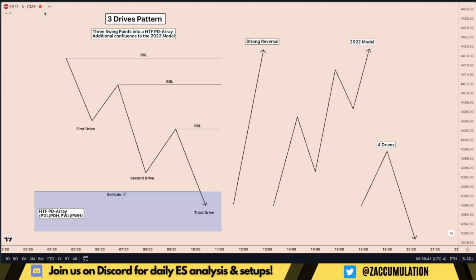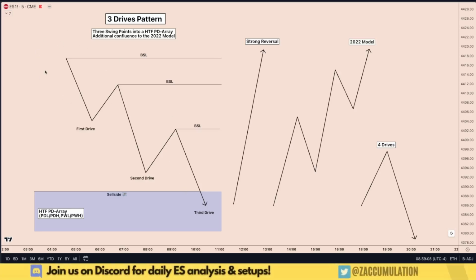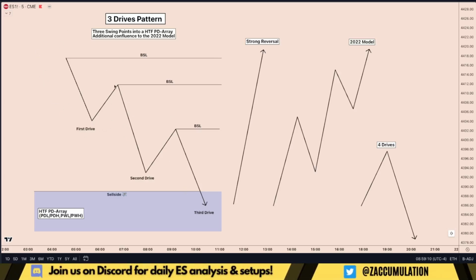We can look at this free drive setup as a method how market makers can engineer liquidity, because above every lower high right here in this bearish structure to the downside, we form a lower low, lower high, lower low, lower high, lower low to sweep sell side. Above every lower high, we have resting buy side liquidity. And once we push into that higher time frame PD array, we can already consider this as engineered liquidity.